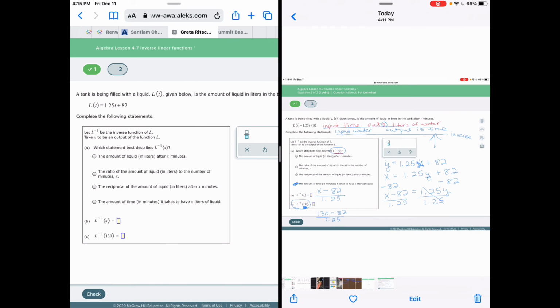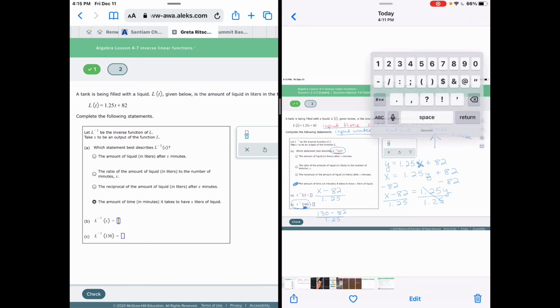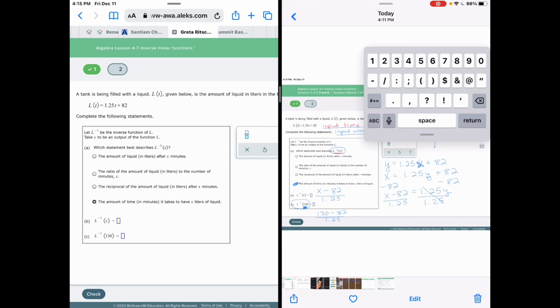Okay. So we had decided to mark this one, and we needed to type in this equation, which is x minus 80, oh, I think I need parentheses. X minus 82. There's no parentheses? Oh, it's not going to like me.